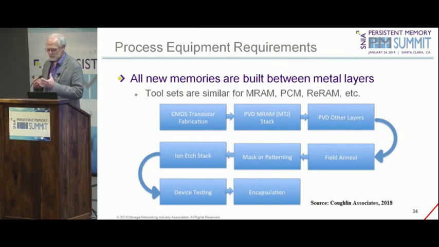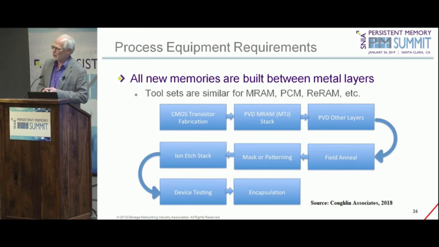Now, all these memories are built between metal layers, okay? The example I'm showing here is making MRAM, but these processes, with some modification of what you're doing, are sort of similar, whether it be MRAM or phase change memory or resistive RAM. So you start off with the CMOS, your basic transistor logic, and then you deposit the materials on top of that.